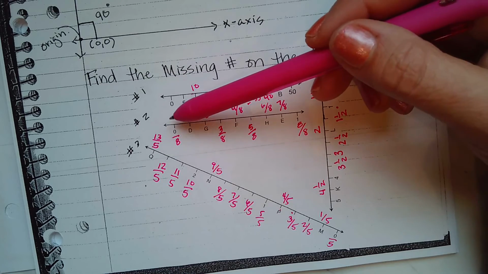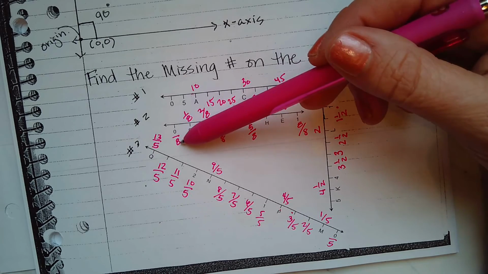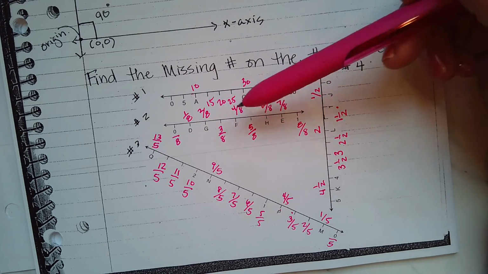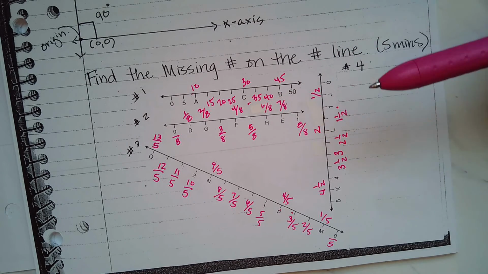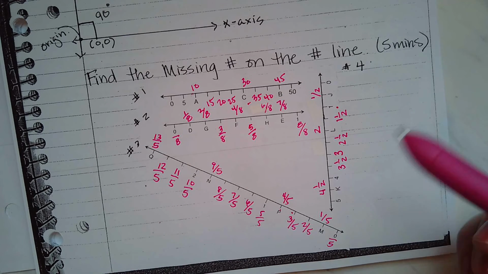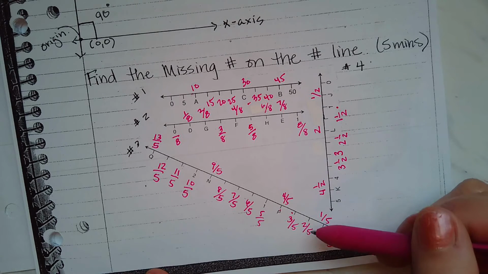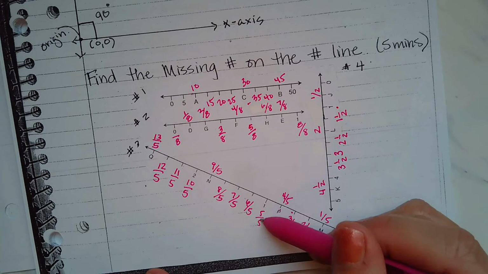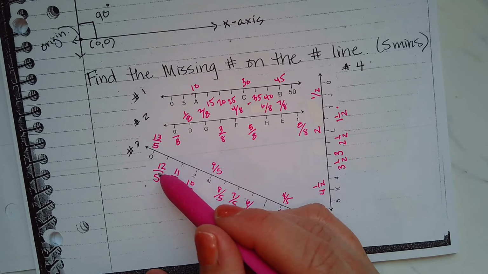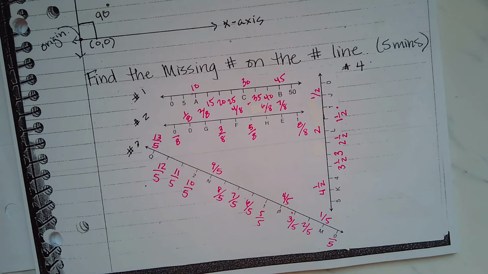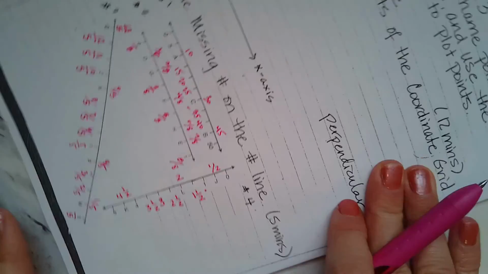Then we have here, this starts at 0 and goes to 1. So 0 over 8, 1 over 8, 2 over 8, 3 over 8, 4 over 8, 5 over 8, 6 over 8, 7 over 8, 8 over 8. Then line 3 starts at 0 fifths. It's cut into fifths. 0 fifths, 1 fifth, 2 fifths, 3 fifths, 4 fifths, 5 fifths, 6 fifths, 7 fifths, 8 fifths, 9 fifths, 10 fifths, 11 fifths, 12 fifths, 13 fifths. So the rule is it increases by fifths.